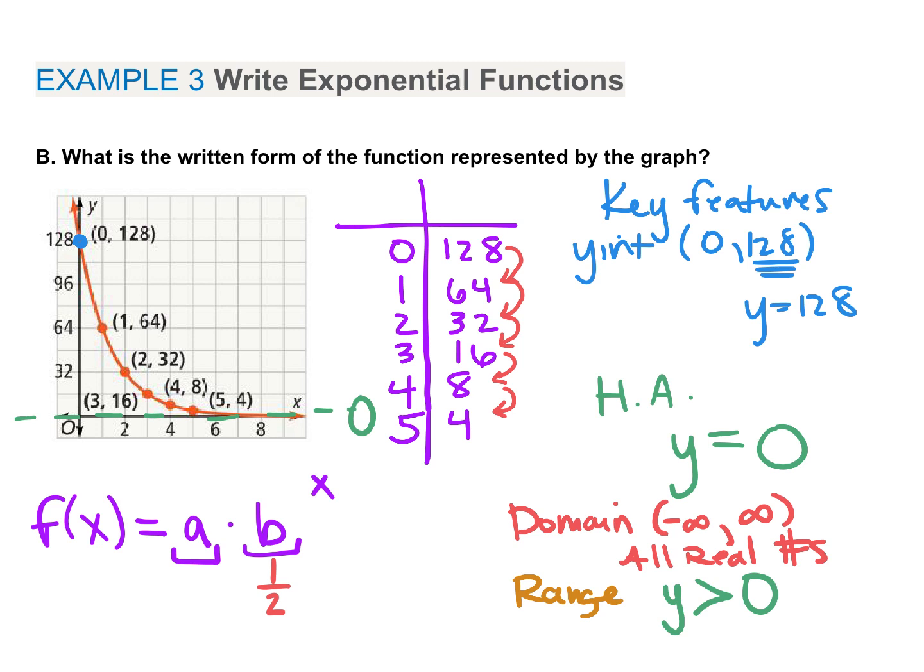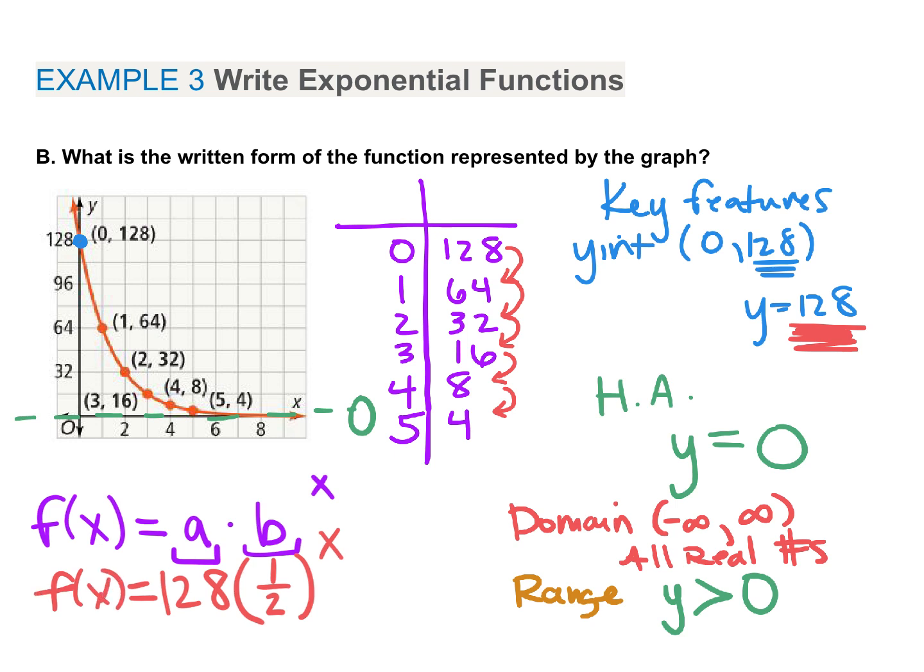Since it's being cut in half, that is what we call our b value or our growth factor. It's not actually growing, it is decaying or cutting by half. So that's our first start. Then our x value stays in our equation. And then our a value is that y-intercept that we already identified. So 128. That's what your equation will look like.